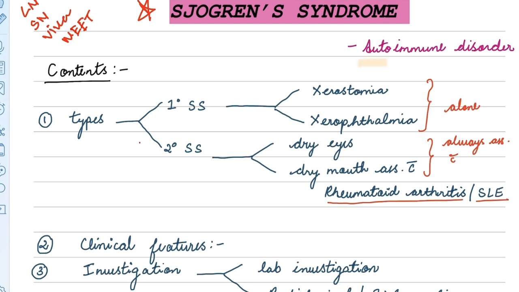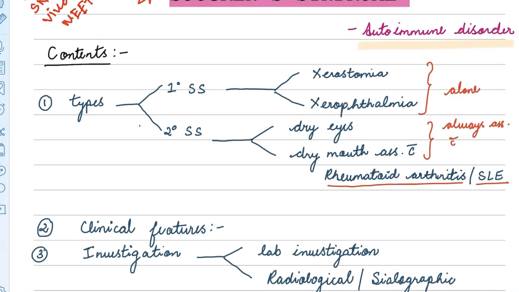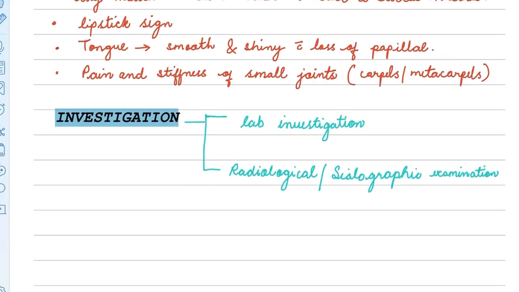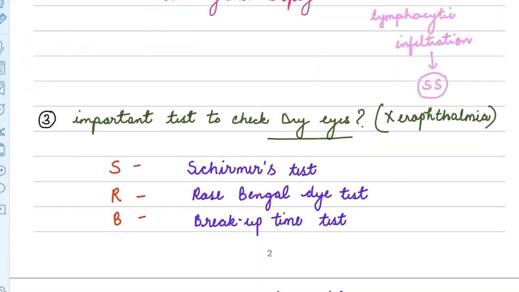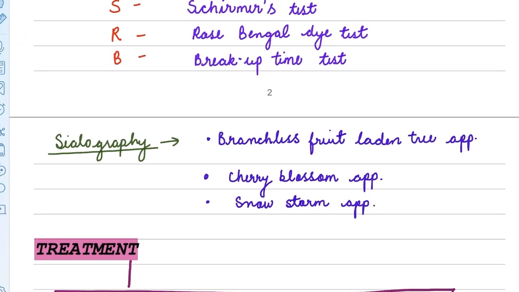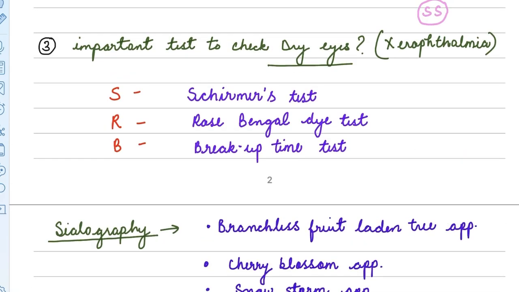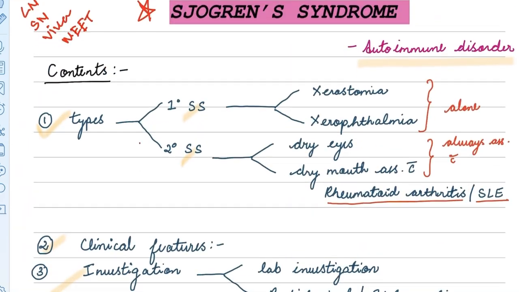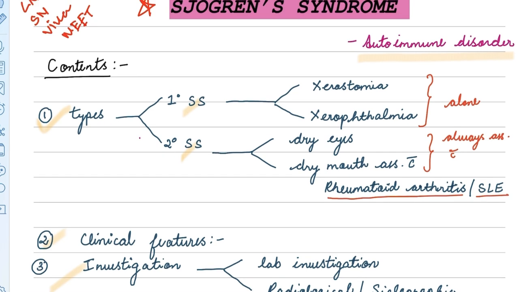Sjogren syndrome is an autoimmune disorder. Okay, it is an autoimmune disorder. So let's see what are the contents of this topic. In this video we will be covering types of Sjogren syndrome, that is primary, secondary, clinical features, investigation, treatment, sialography, and a lot more. So let's see. First of all, Sjogren syndrome is an autoimmune disorder.